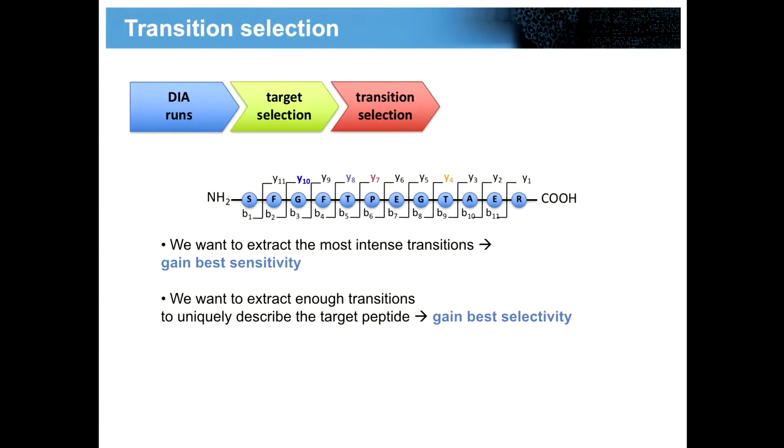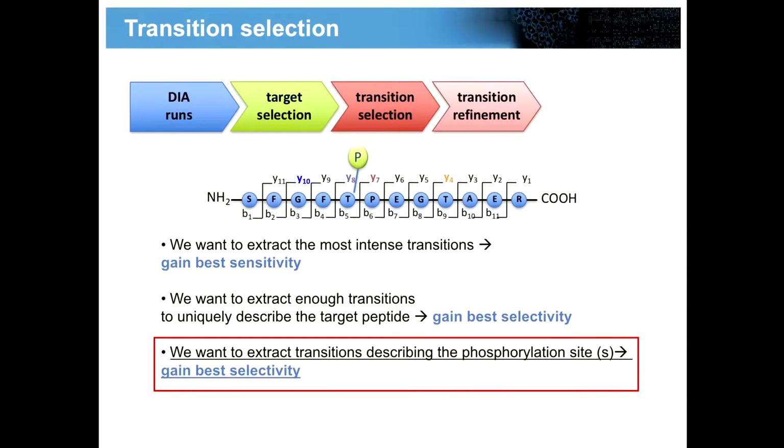So far what we've done was, for example, in the tutorials, we did the top 6. So we selected the 6 most intense transitions so that we can get the best sensitivities in extracting our peaks. And then we took 6 or 8 or 10 number of transitions in order to gain selectivity so that we can extract what we think is the correct peak. These were all unmodified peptides.